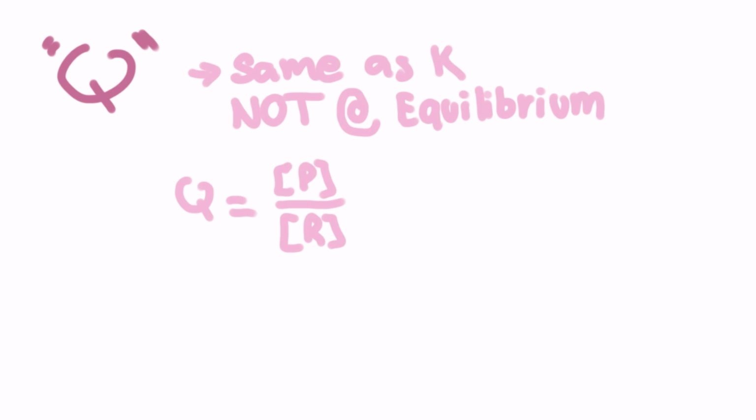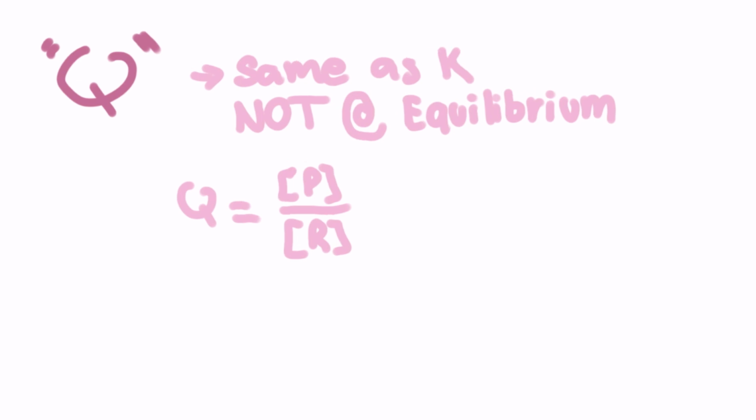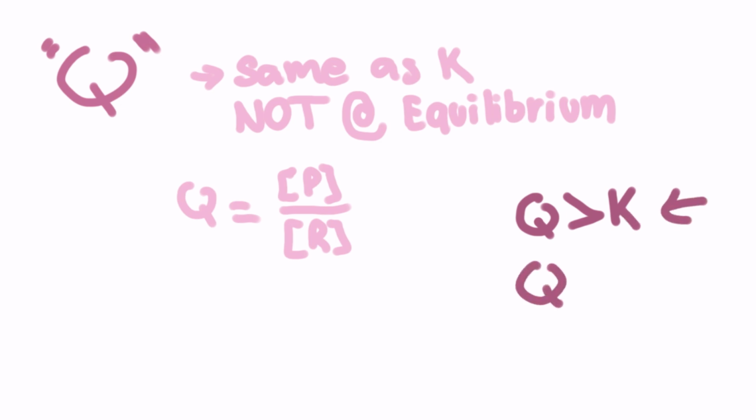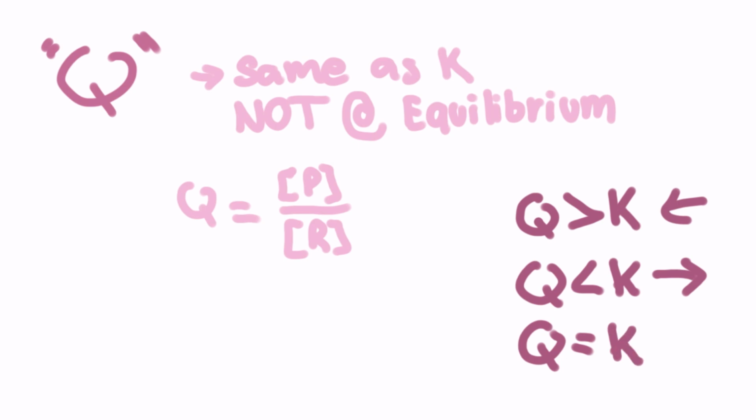Well, how will Q help us if it's not at equilibrium? Well, we can compare Q with K to tell us where the reaction will proceed. Here is how to know where the reaction will proceed. If Q is greater than K, the reaction will proceed to the left. If Q is less than K, it will proceed forward. And if Q is equal to K, then we are at equilibrium.